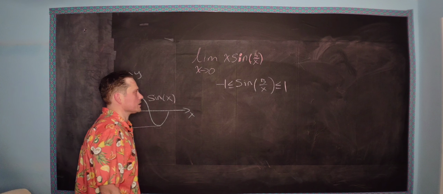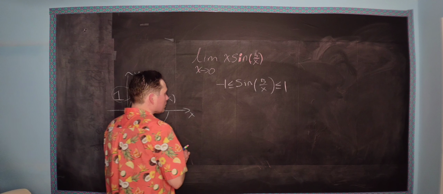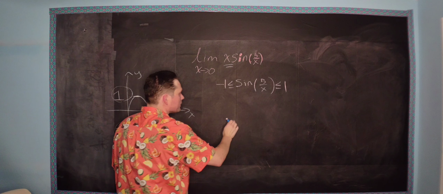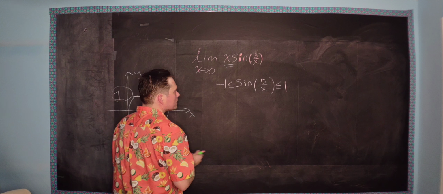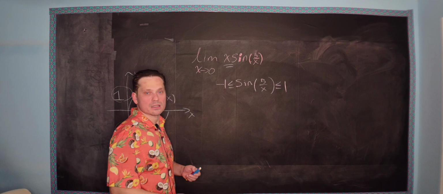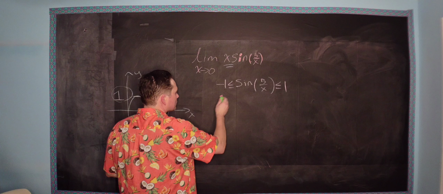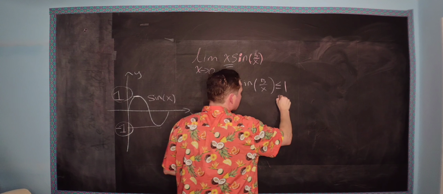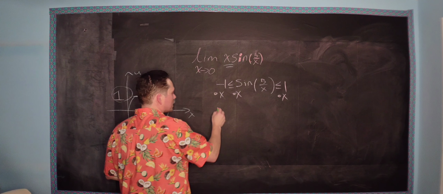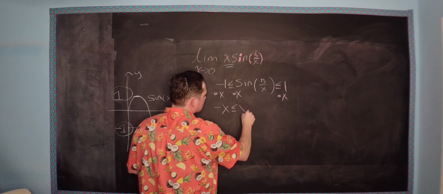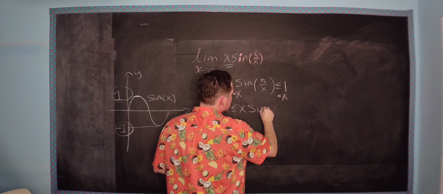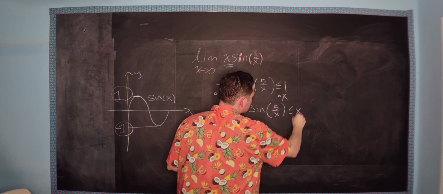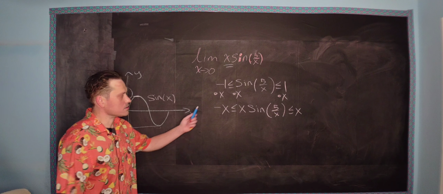Now, what can we do from here? Well, our goal is to have an x in here, but right now sine of 5 over x doesn't have x in front of it. So the way to get it in there is you got to multiply everything by x. So multiply this by x, multiply this by x, and then multiply this also by x. So when you do that, you're going to have -x is less than x times sine of 5 over x, and then less than x this way. This is a true statement.